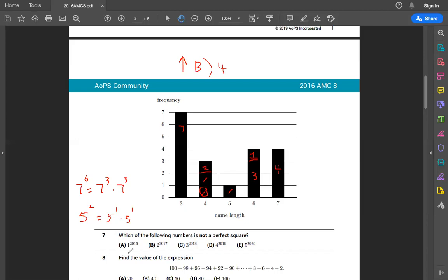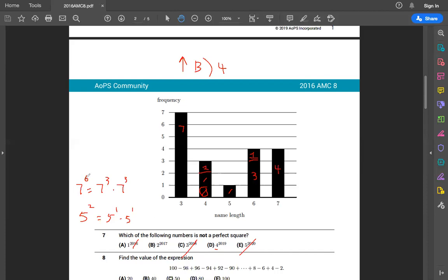So we can eliminate any number where the exponent is even. So it would be A, C, and E. Those all don't work. They're definitely square numbers because the exponent is even. And now we're left with B or D, one of which is a square number and one of which is not. Now the key here is that 4 itself is a square number.